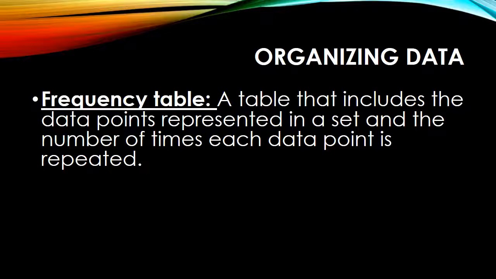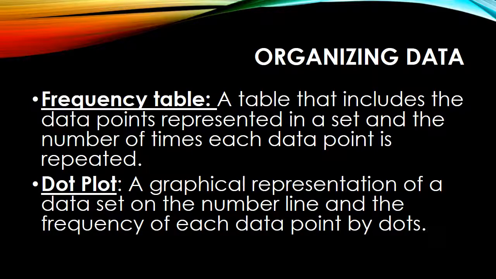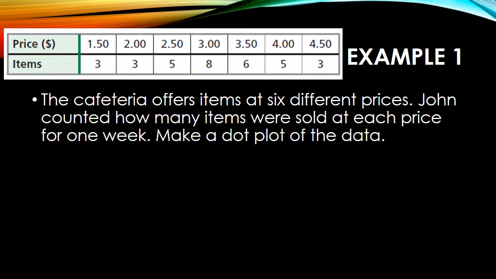And the first kind of graph that we're going to talk about in this lesson is what we call a dot plot. A dot plot is a graphical representation of a data set on the number line and the frequency of each data point by dots. Let's take a look at our first example so we know exactly what that means.